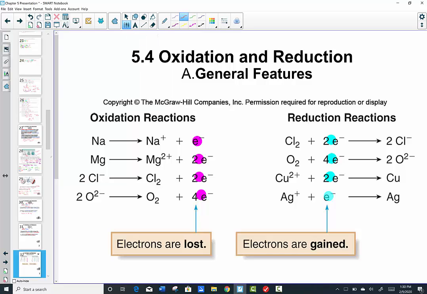And so loss of electrons is oxidation, LEO. The gaining of electrons is reduction, GER. The placement of the electrons on the left side shows reduction. The placement of the electrons on the right side shows oxidation. To be a balanced redox reaction, electrons lost must equal the electrons gained.